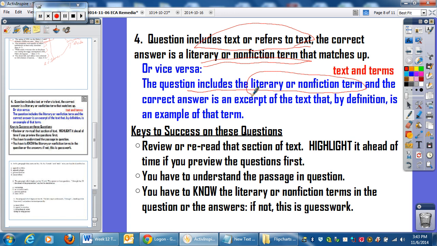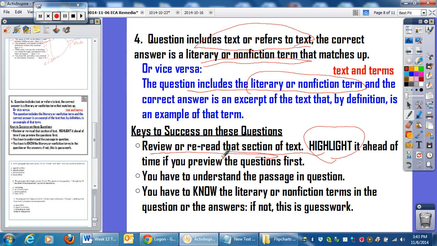My suggestion, review and reread that section of the text and highlight it ahead of time. Always preview your questions before reading the actual essay. Because if you do that, that'll tell you, highlight line 7, highlight paragraph 3, highlight paragraph 8. You know ahead of time that at least out of 9 questions, 5 of them are going to say in line blah, blah, blah, blah, blah, or in paragraph blah, blah, blah. Always preview and highlight ahead of time.